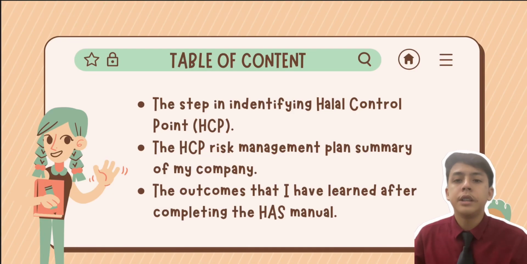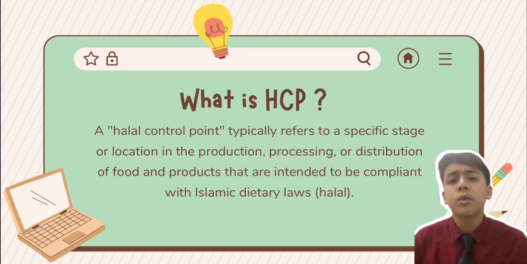As you can see in this table, first is the step in identifying the halal control point, HCP. Second is the HCP risk management plan summary of my company, and the last one is the outcome that I have learned after completing the HAS manual. So, what is a halal control point?